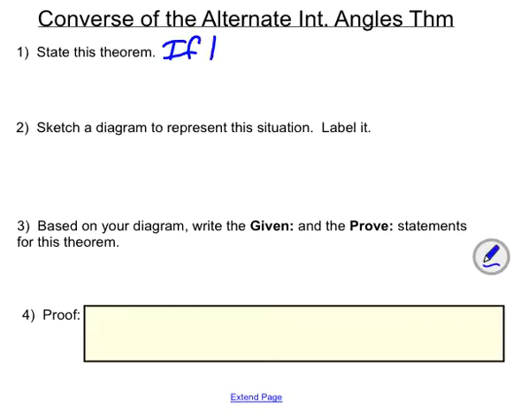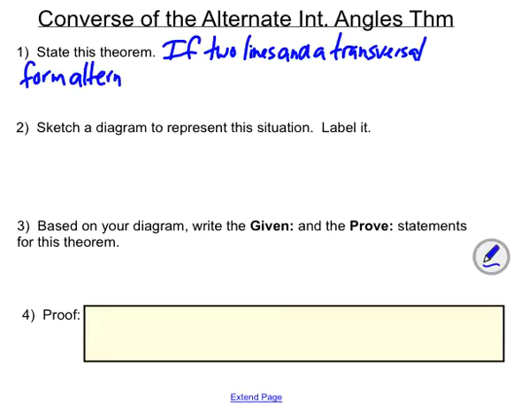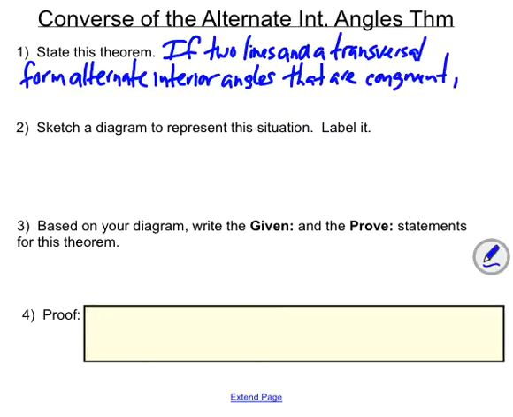If two lines and a transversal form alternate interior angles that are congruent. Okay, that's the important part. We have to get that congruence in there. So now we're saying that the alternate interior angles are congruent, then we say that the lines are parallel.